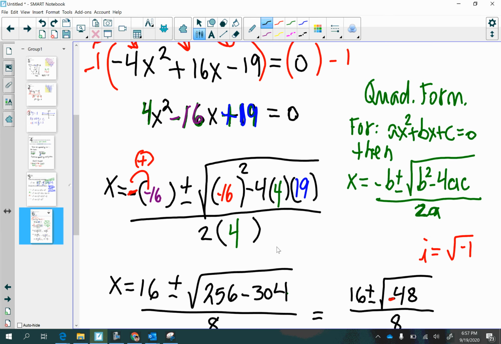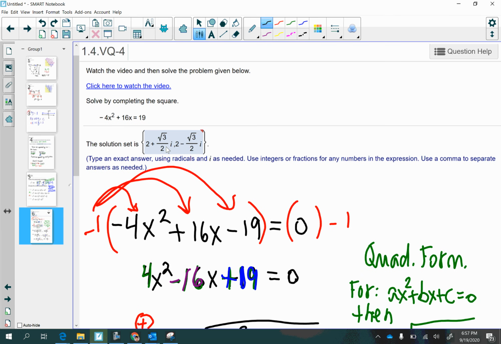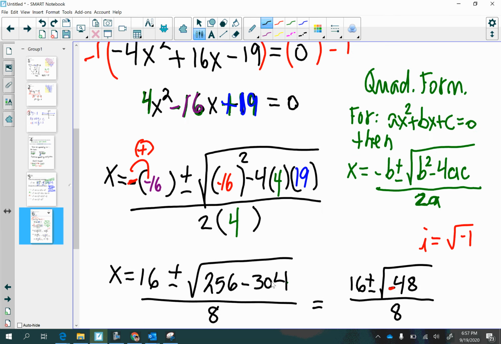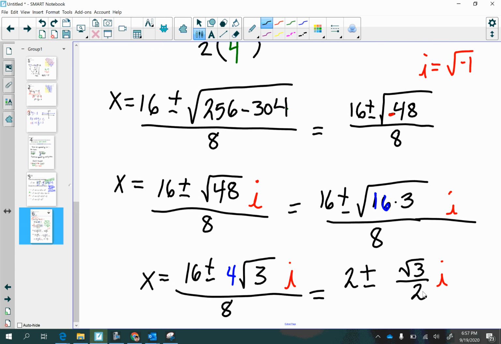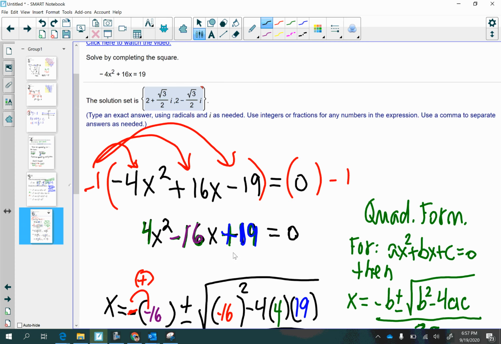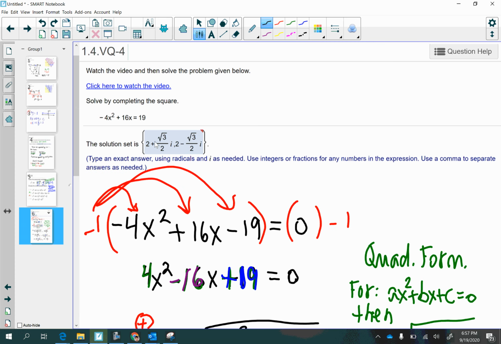And let's see, yeah, 2 plus or minus the square root of 3 over 2 times i. So 2 plus the square root of 3 over 2 i, and 2 minus the square root of 3 over 2 i.